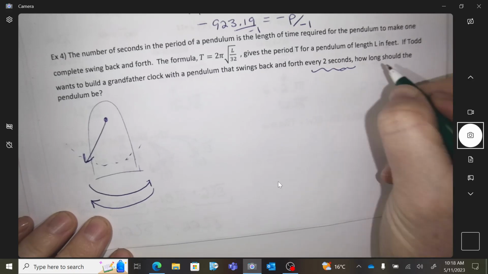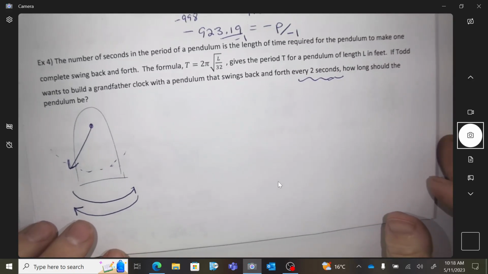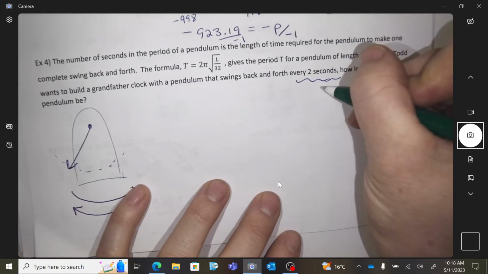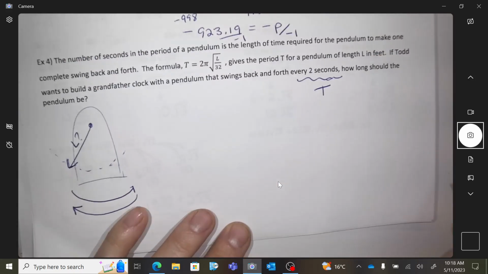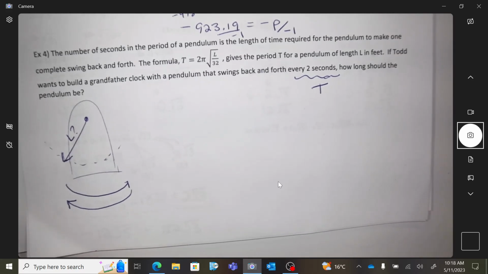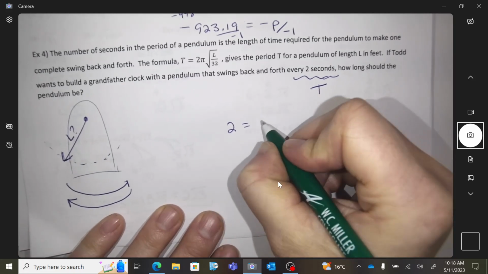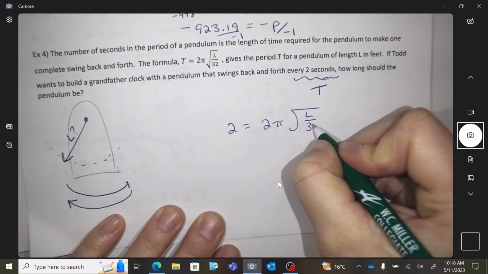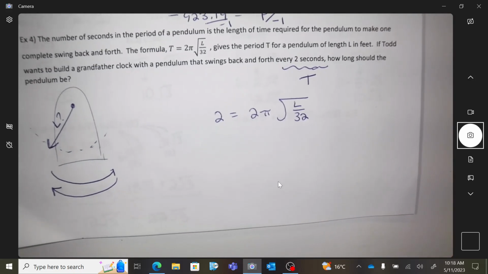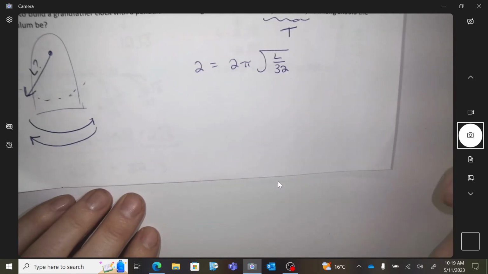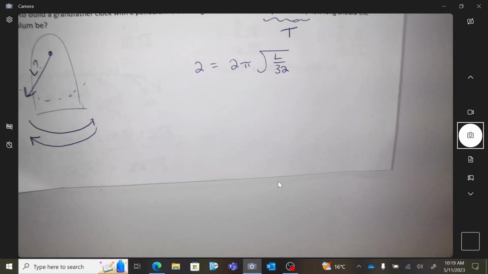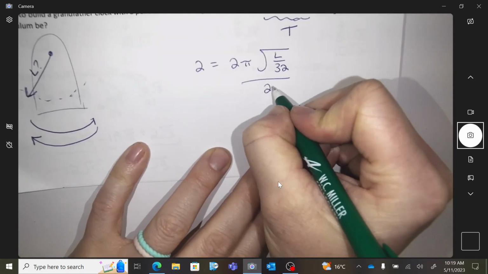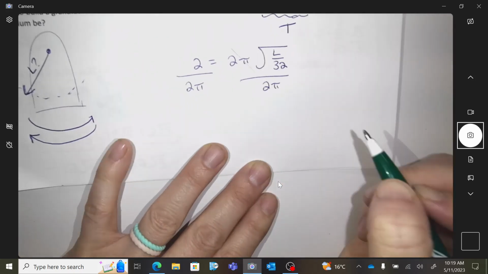So that takes 2 seconds to do that. So that would be the time. So I'm trying to figure out the length of that clock arm. So there's my formula. Okay, what do you do? What do you want to do? Divide. Okay, I'm going to divide by a 2 pi to cancel.